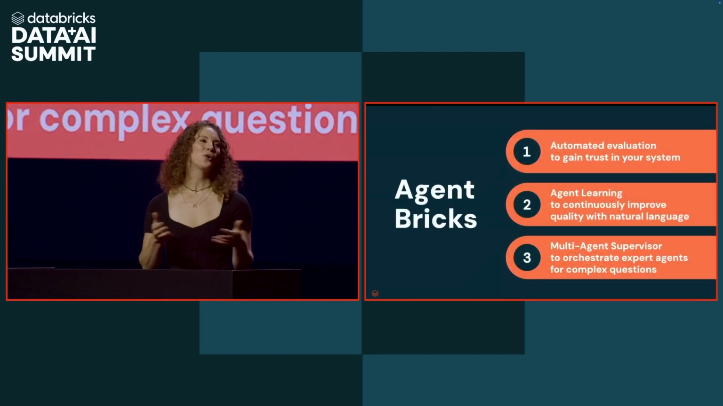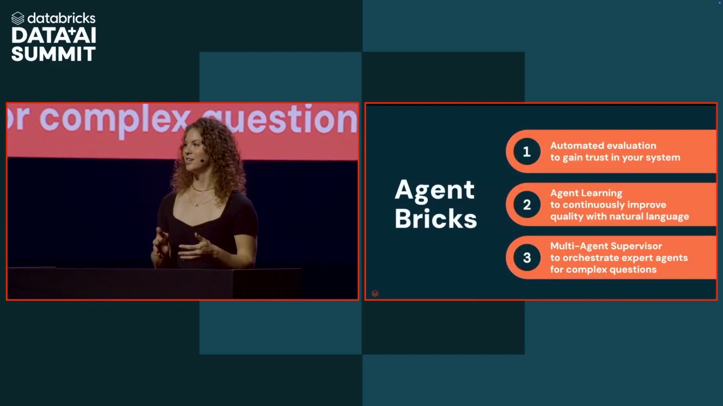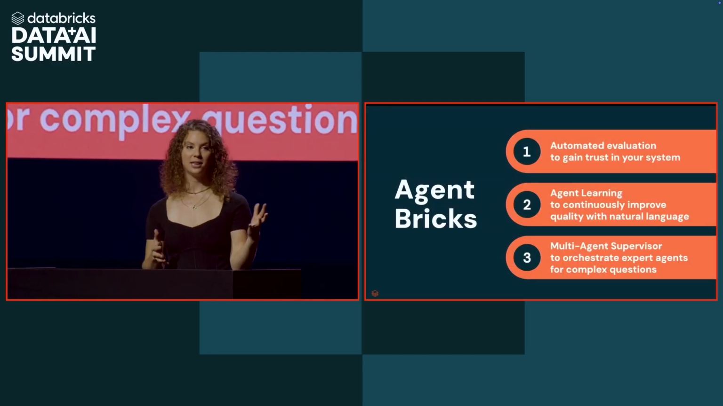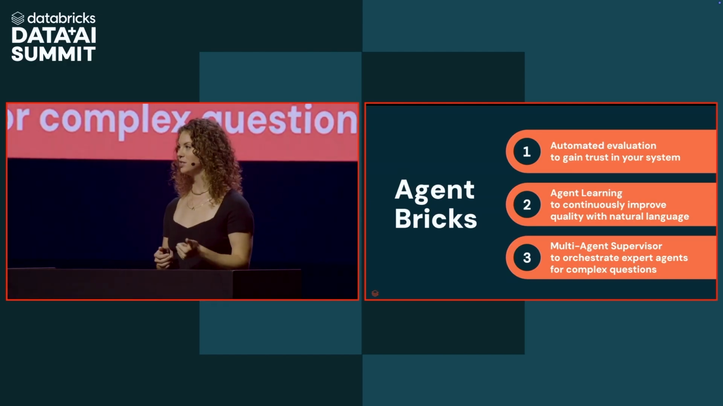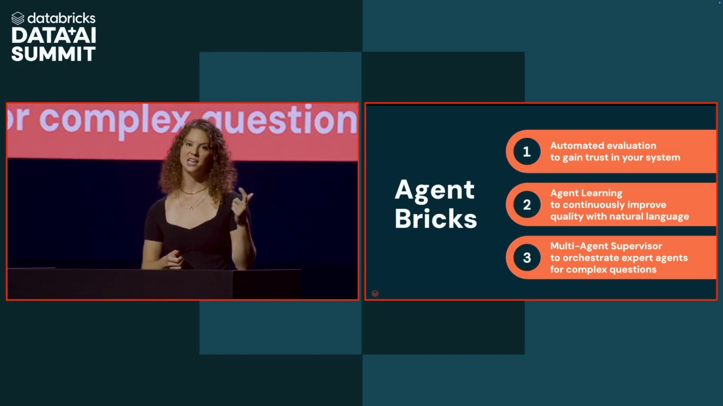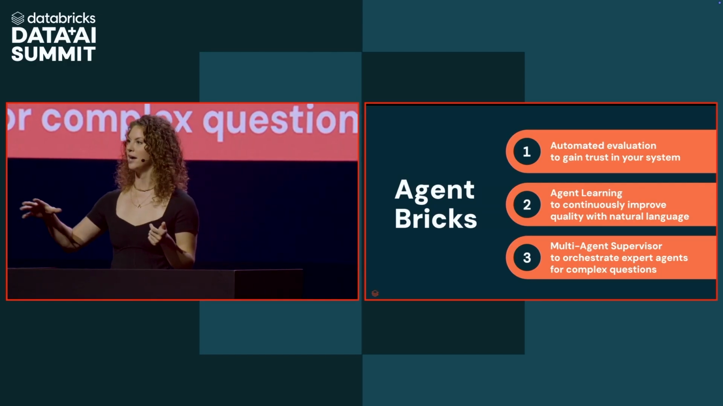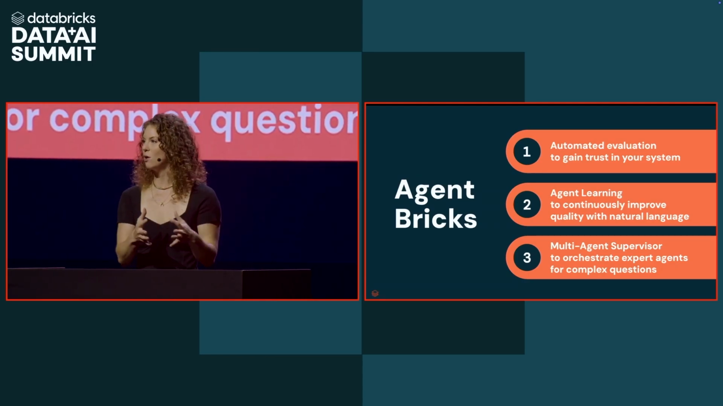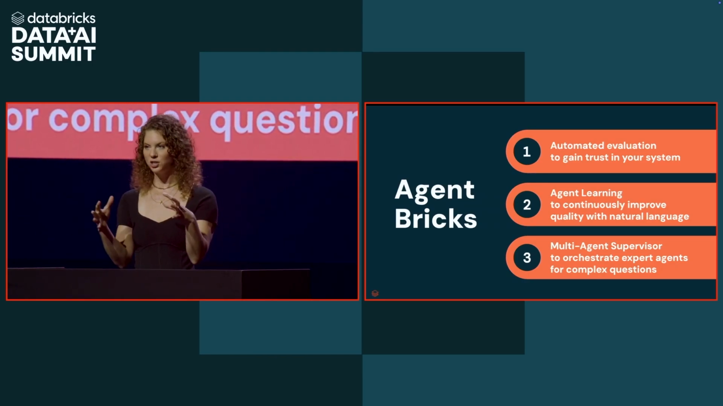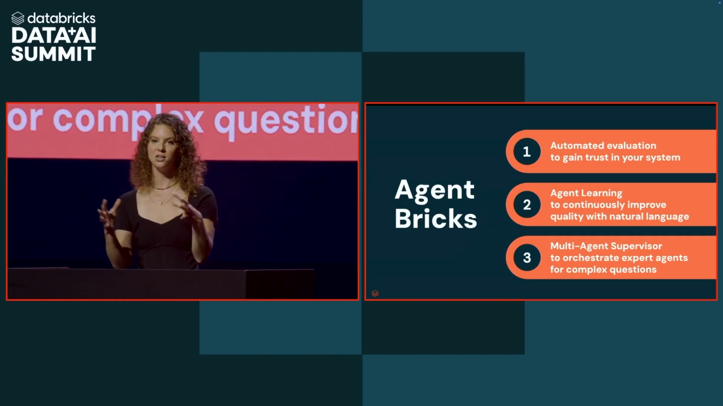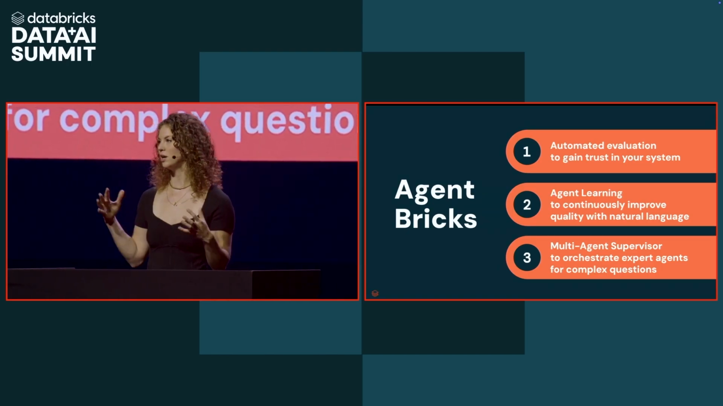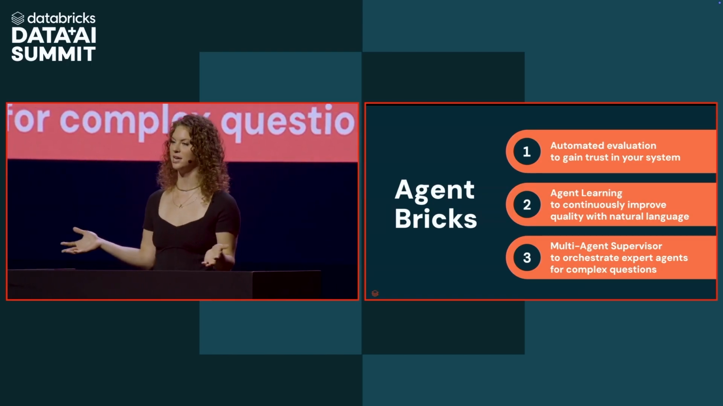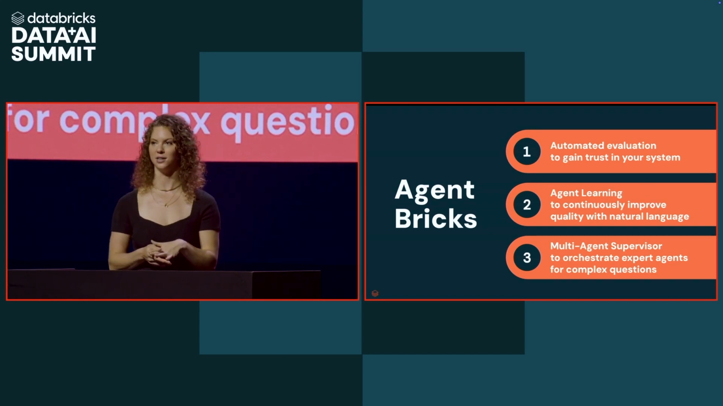And so that was just a quick preview of Databricks. So you saw that we were able to build quickly a knowledge assistant and get it to high quality by using automated evaluations so we could understand our agent performance, as well as agent learning, where we use natural language to actually improve the agent performance. Then once we have all of these high-quality agents, we're going to need to stitch them together with our various tools and each other so that we can answer really complex questions across our organization, and that's what the multi-agent supervisor allows us to do.